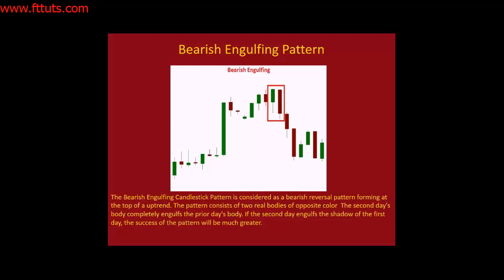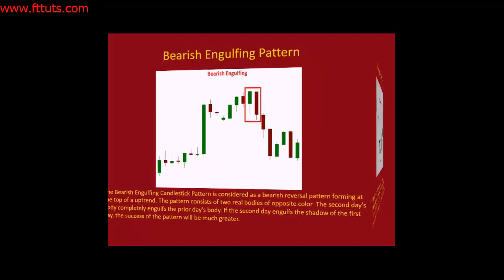The bearish engulfing candlestick pattern is considered a bearish reversal pattern forming at the top of an uptrend. The pattern consists of 2 real bodies of opposite color. The second day's body completely engulfs the prior day's body. If the second day engulfs the shadow of the first day, the success of the pattern will be much greater.